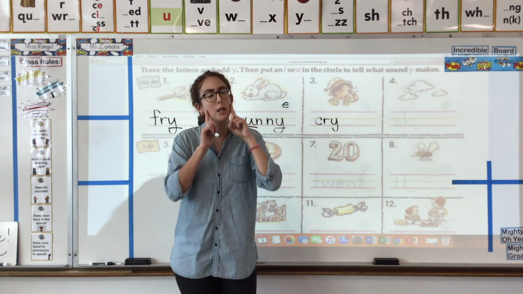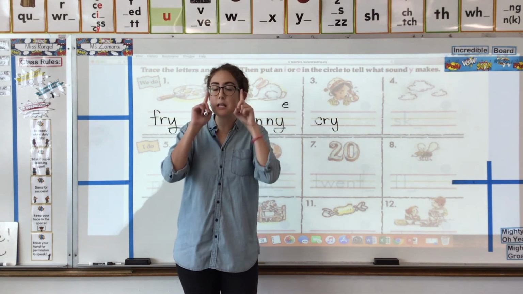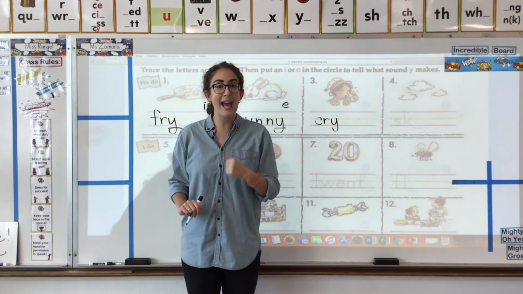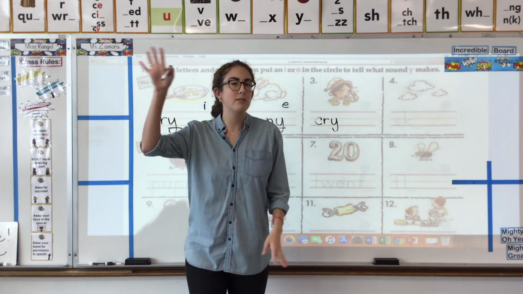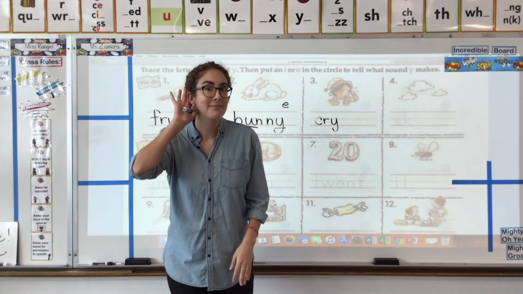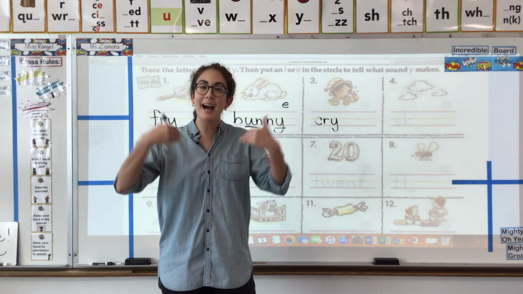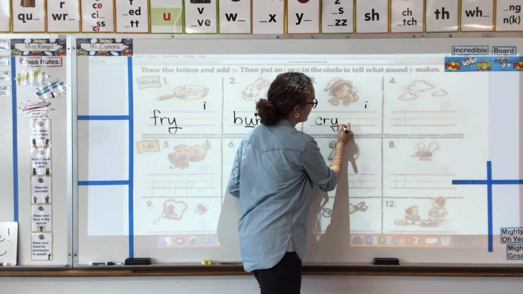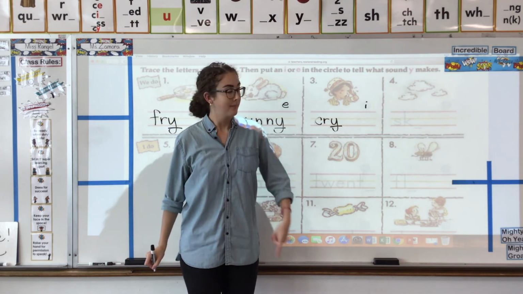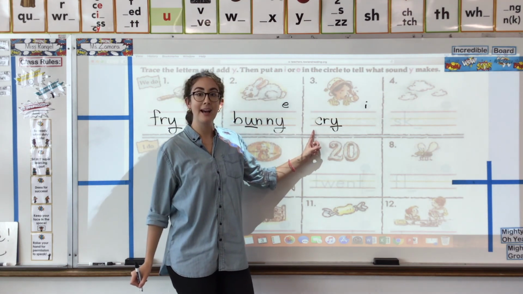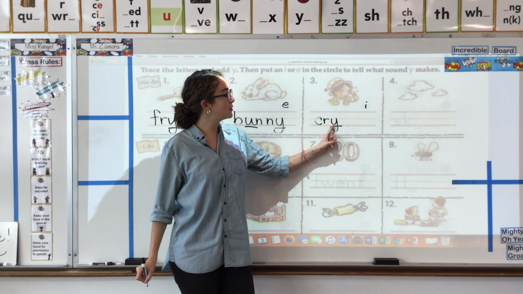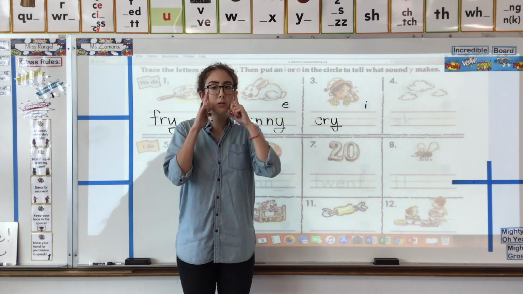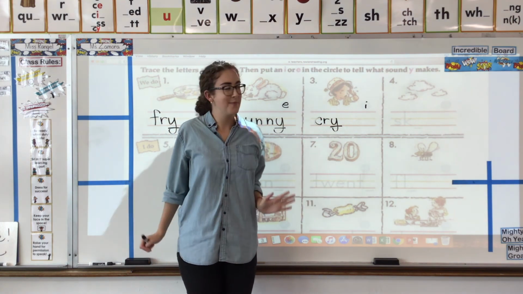No, it's all alone. So when a Y is all alone in a word and at the end, what sound does it make? I. It makes the I sound. So go ahead and write that in the little blue box or blue circle. And now we can read this word. Cry. To be really sad that you cry.